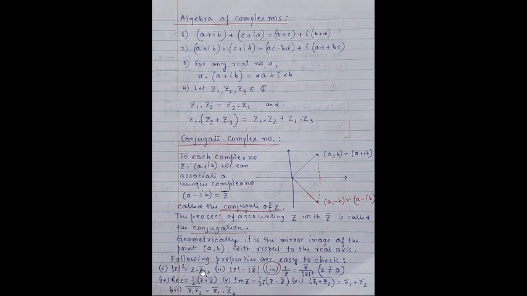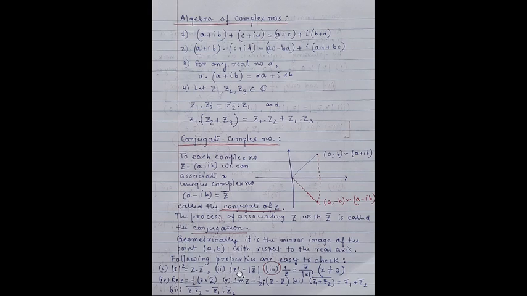Now, if you consider z to be a plus ib, then z into z bar is a plus ib into a minus ib, and if you multiply them together, you will surely get a square plus b square, and that is nothing but the square of the modulus. As you know, the modulus is root over a square plus b square, and mod of z is the same as mod of z bar. They will have the same modulus.